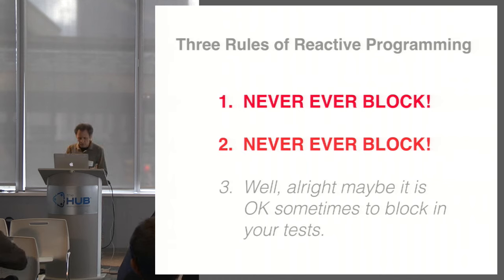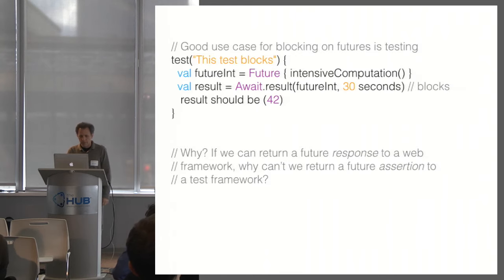And so I was sitting in this class because my partner Dick Wall was teaching, and I was ignoring him, looking at the code, the test code, and thinking, this is kind of wishy-washy, right? Why is it okay to block in your test? And could that be my fault, right? So that was what I was thinking. Essentially, if you can return a future response to a web framework, why can't you return a future assertion to a test framework? That was what occurred to me.